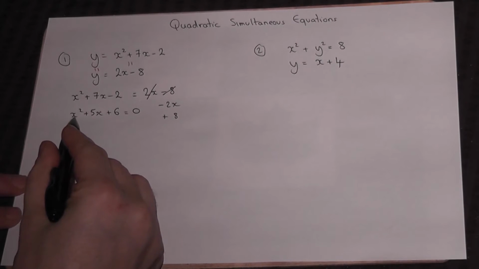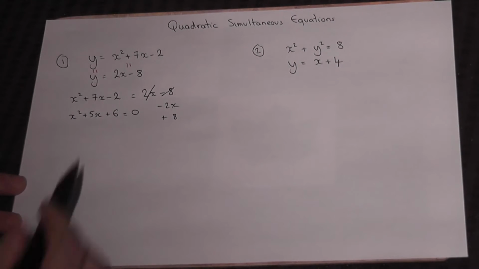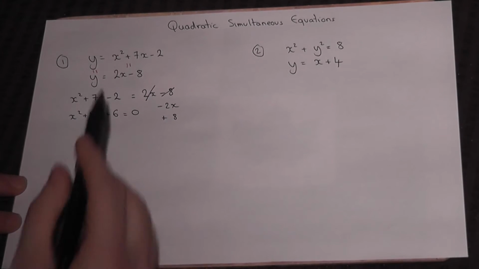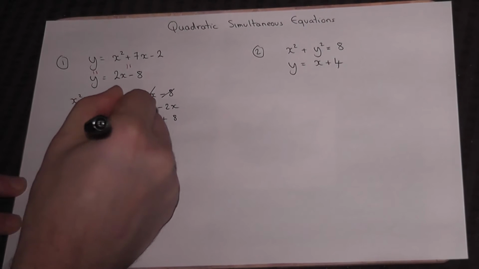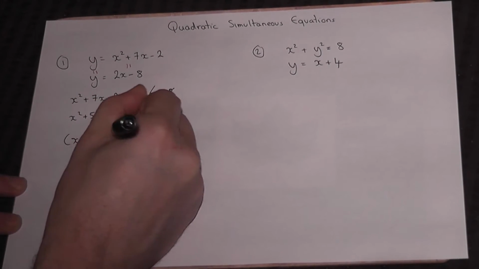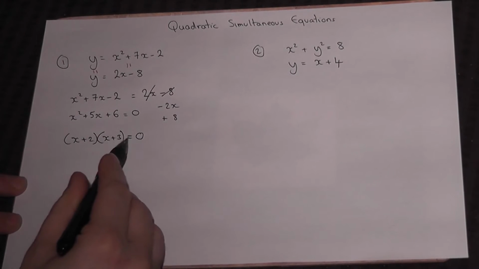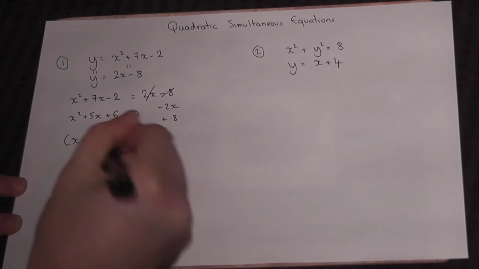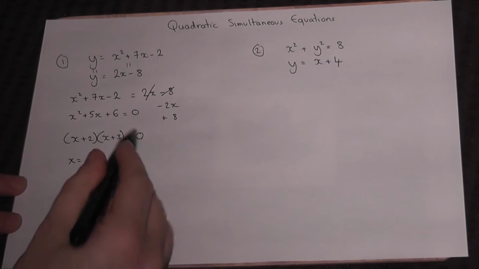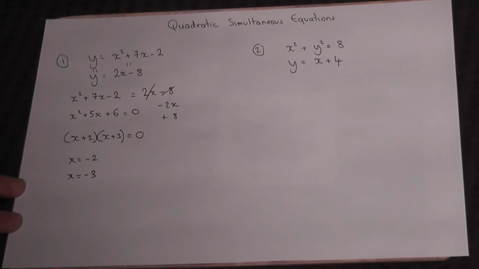So this becomes quite a simple equation to solve, because it factorises. 2 times 3 is 6, and 2 plus 3 is 5. So we're left with x plus 2 and x plus 3 equals 0. So these two things multiply to make 0. So either x is equal to minus 2, because minus 2 plus 2 is 0, or x must equal minus 3, because minus 3 plus 3 is 0.